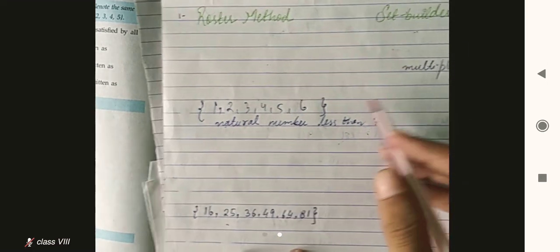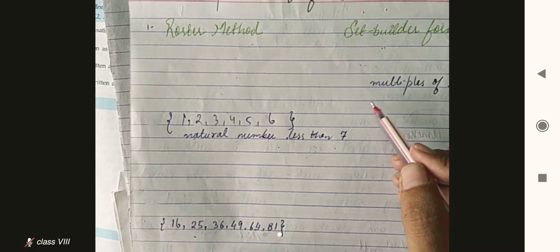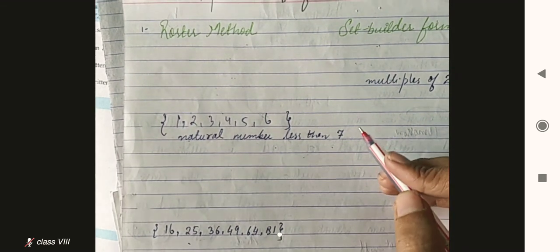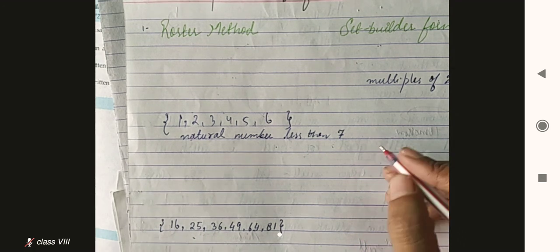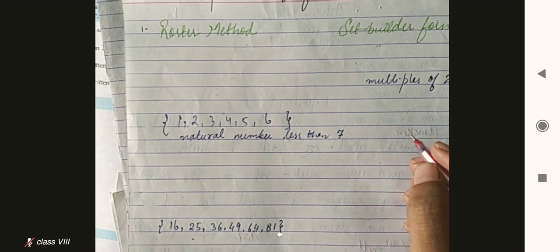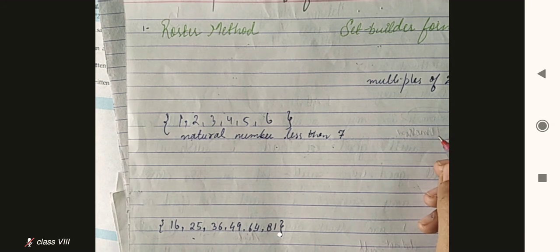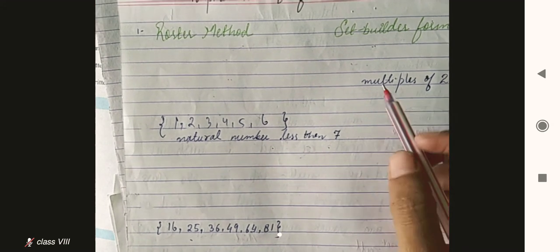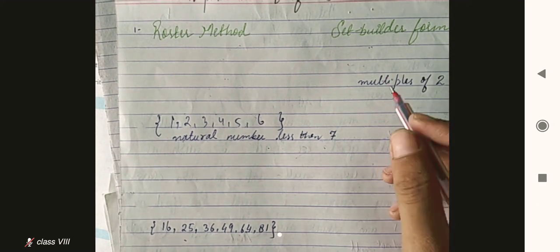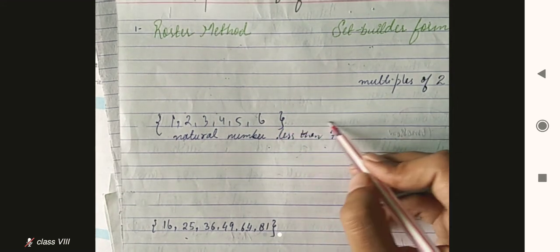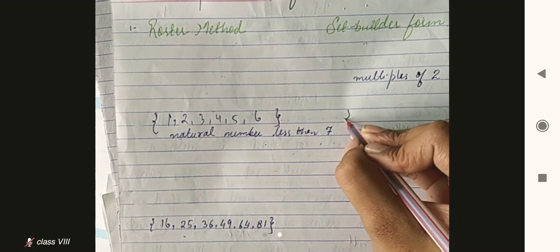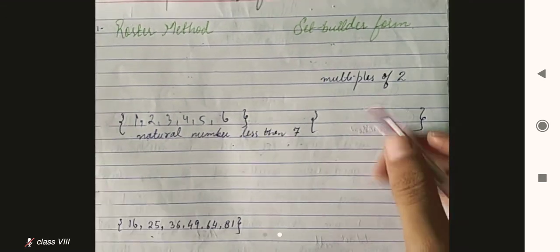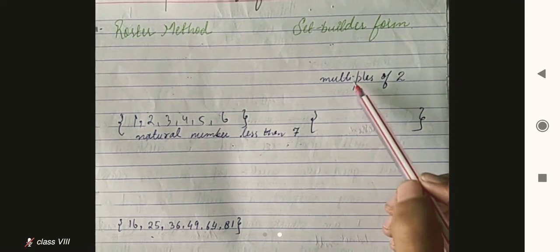Now let's have a look at the set builder form. What is set builder form? Set builder form means you will make a rule, like you are supposed to enter the class at 8 a.m. Now after 8 a.m. you cannot come, so this is a rule. So here also in set builder form, you will make a rule, but how will you make the rule? Let's have a look at this statement, natural numbers less than 7. So first of all, curly bracket is important in both methods, that is roster and set builder form.